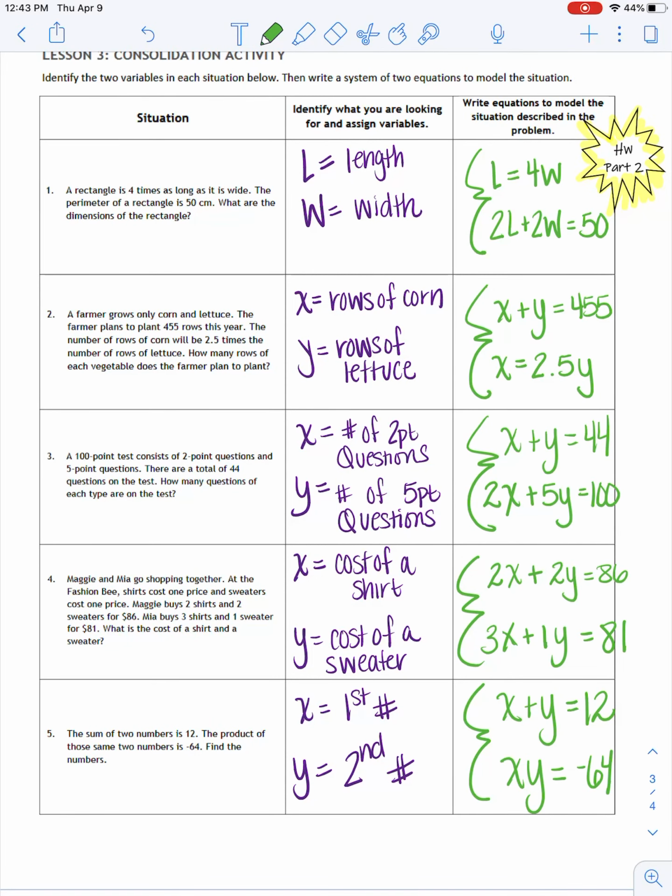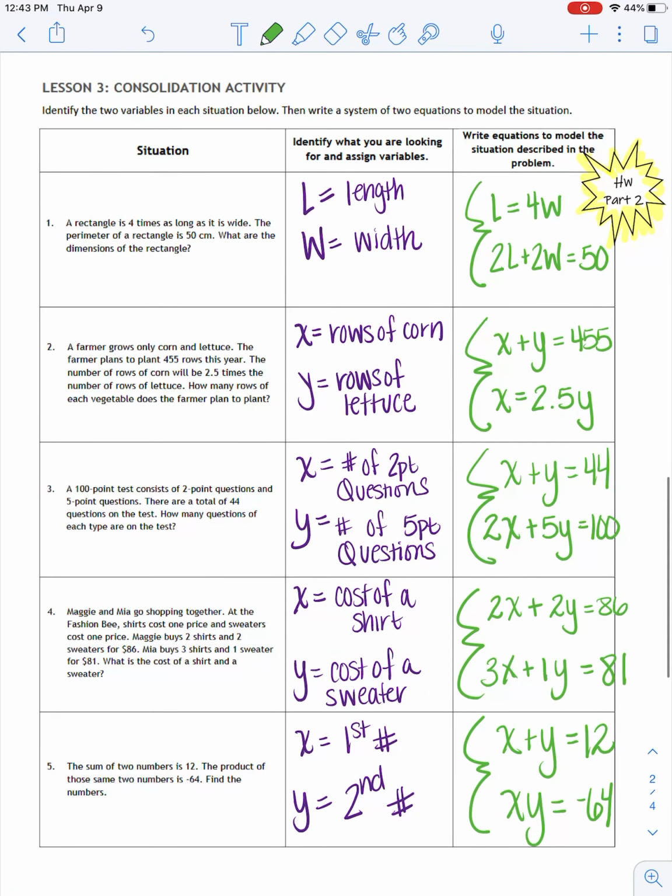All right, guys, we're done with the consolidation activity for today. Make sure that you keep these notes handy and go back and look at them, because I remember seeing a lot of the same systems in lesson 5, except we solve them. So you've already done the work to write the system. You're just going to have to solve them in a couple of days. So keep this handy.